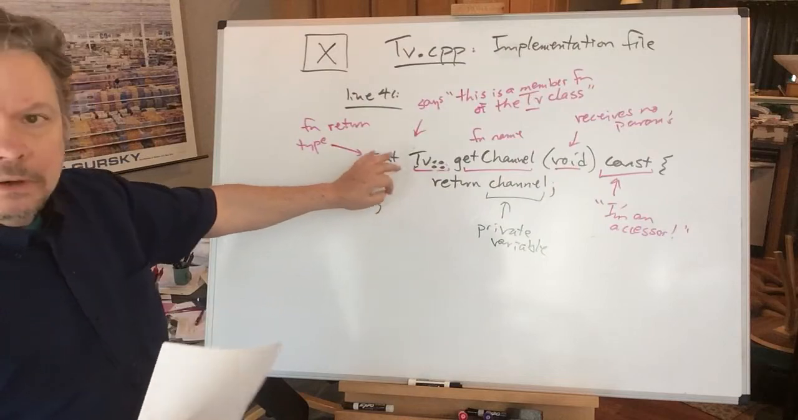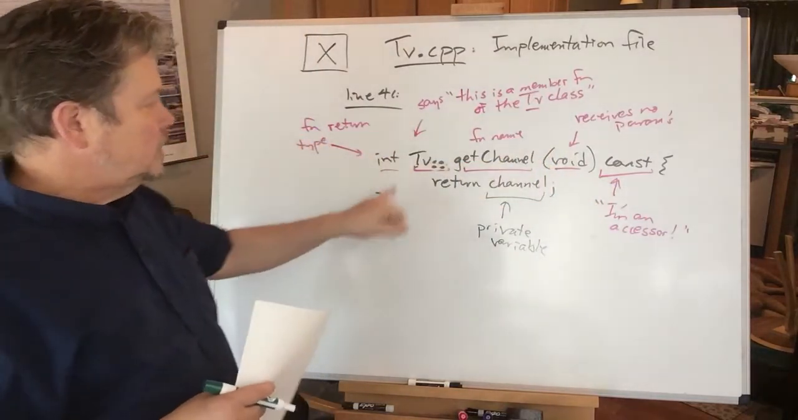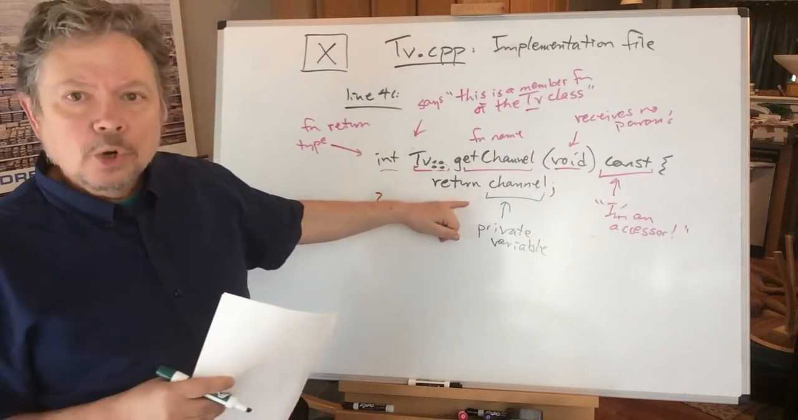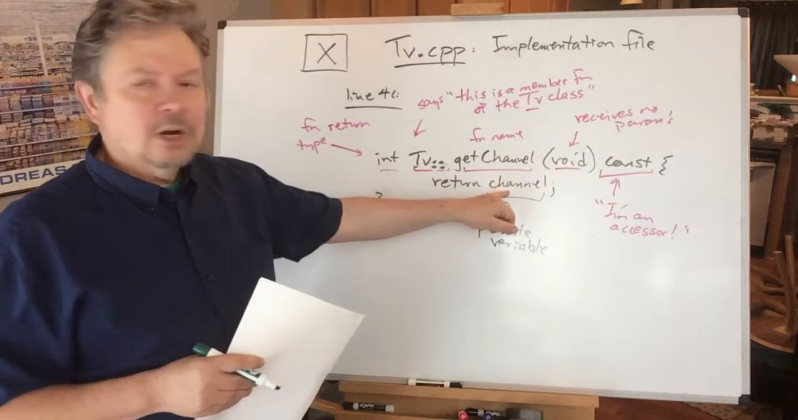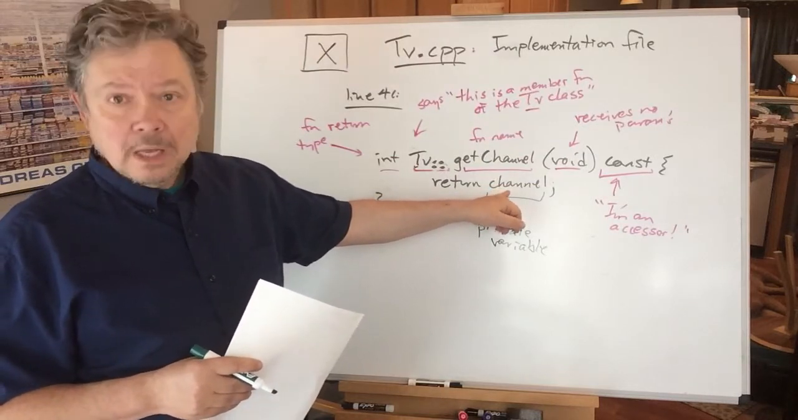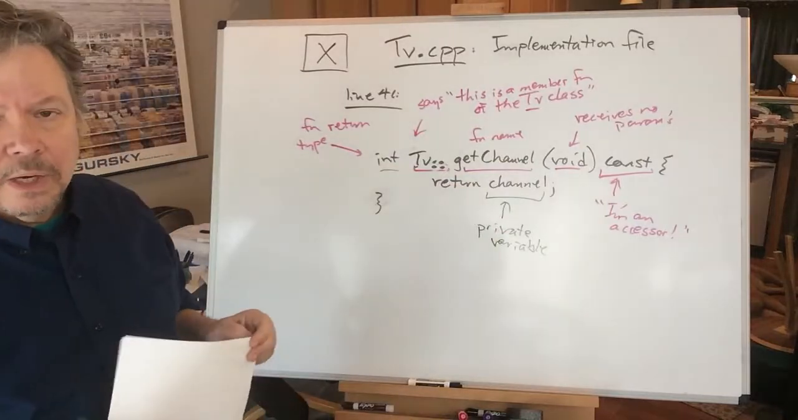It's a member function. Our first member function to look at is an accessor, no parameters, returns an integer. What integer? It returns the current value of the channel variable. It's not allowed to change it. If I say return channel plus plus, the compiler won't let me get away with it because of const. I can't change the value even though I can look at it.